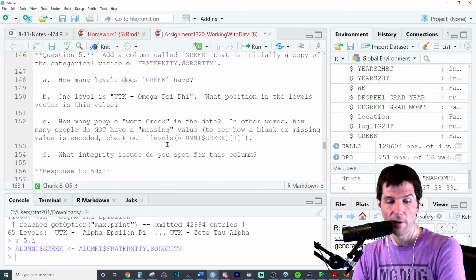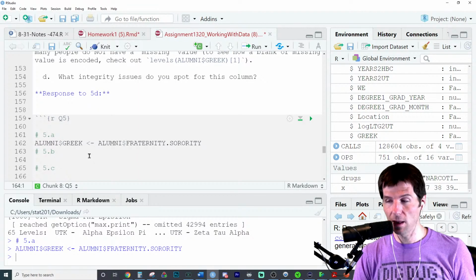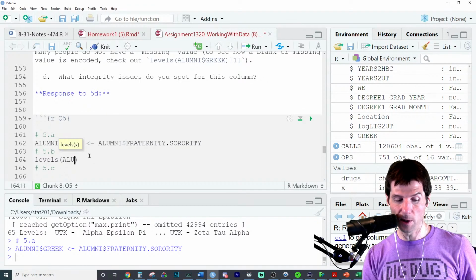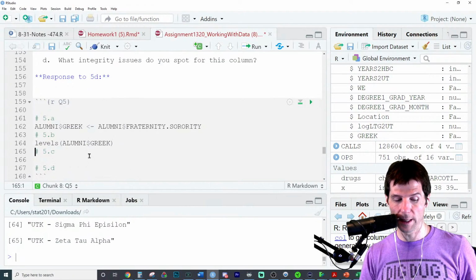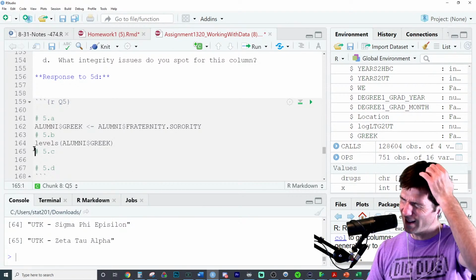So with the new vector we've added on, we can check how many levels Greek has. To see how many levels something has, we can look at the levels vector. Levels are for what kind of variable? 20 points. When we're talking about levels, we're talking about what kind of variable right here? Like, what does a level mean?